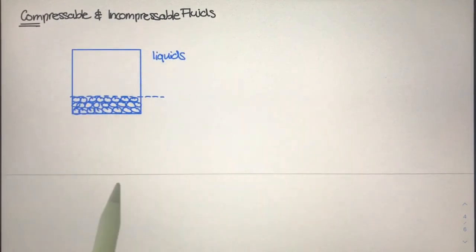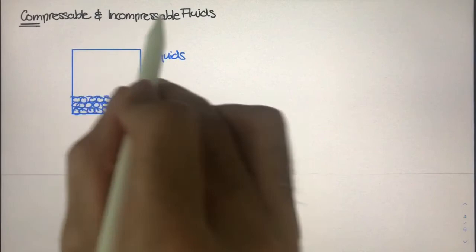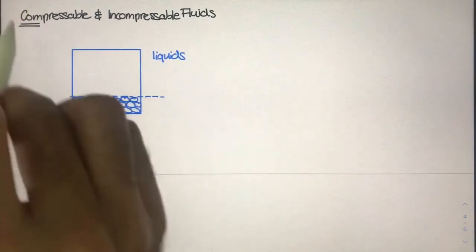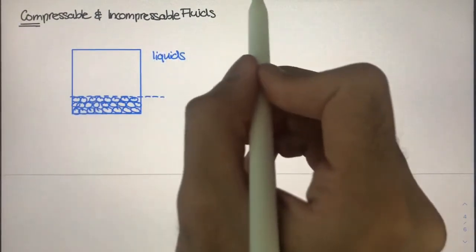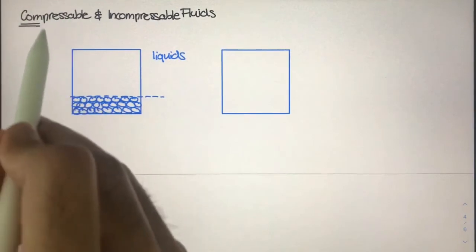And in the previous video, I did pose the question, well, if there are incompressible fluids, there surely must be some type of compressible fluid, right? So let's try to understand what a compressible fluid is.